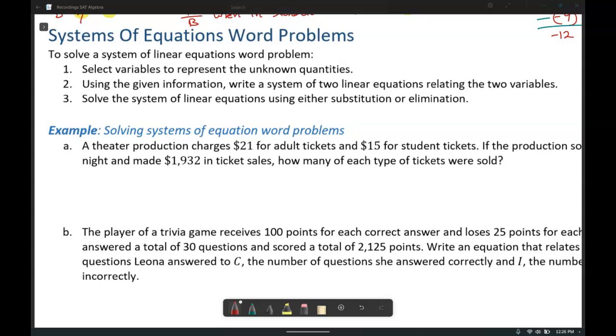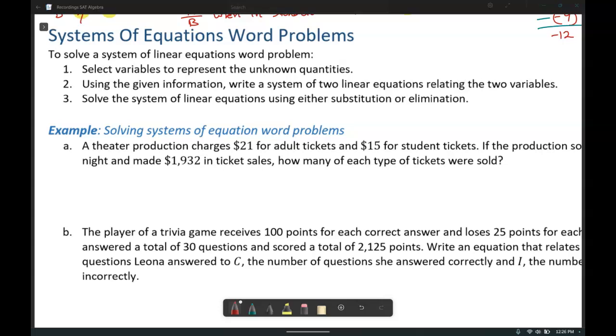Next, we're going to go ahead and take a look at system of equation word problems, and we're going to follow a process similar to what we do with linear equations. We're going to select variables to represent unknown quantities if they're not given to us. We're going to use the given information to write a system relating the two variables, and then we will solve the system using whichever method we prefer, substitution or elimination, or even graphing if we needed to.